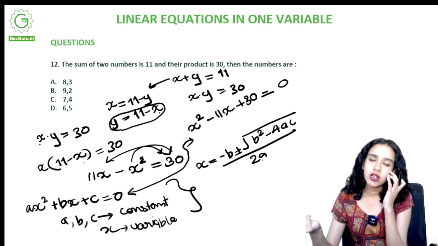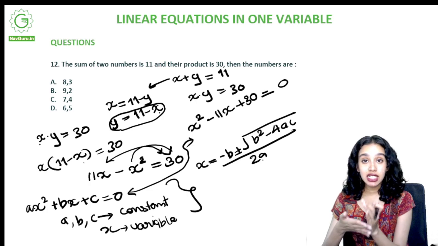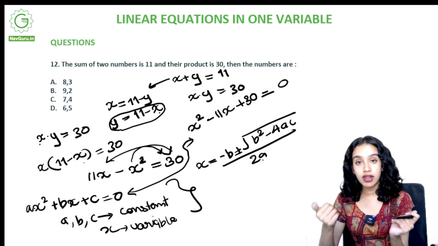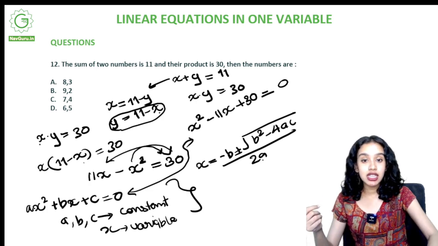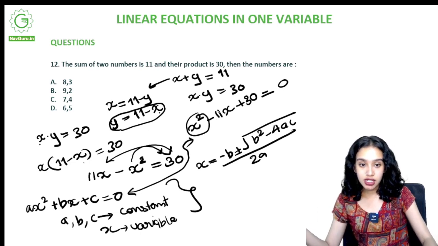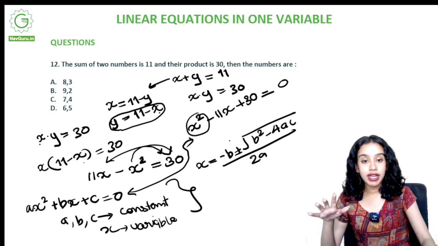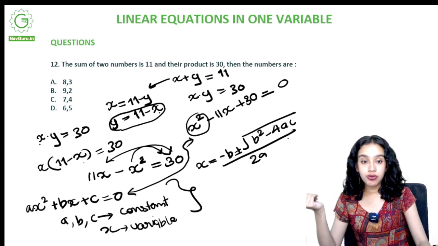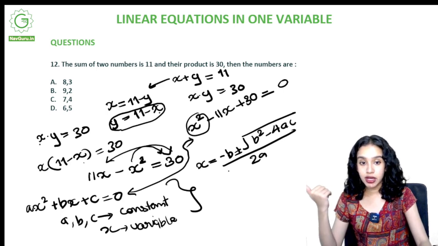Why do we have add or subtract there? Because we need to get two values. Why do we get two values? Because it's x square we are talking about. x could have two values, right? So this is minus b plus or minus root of b square minus 4ac by 2a.